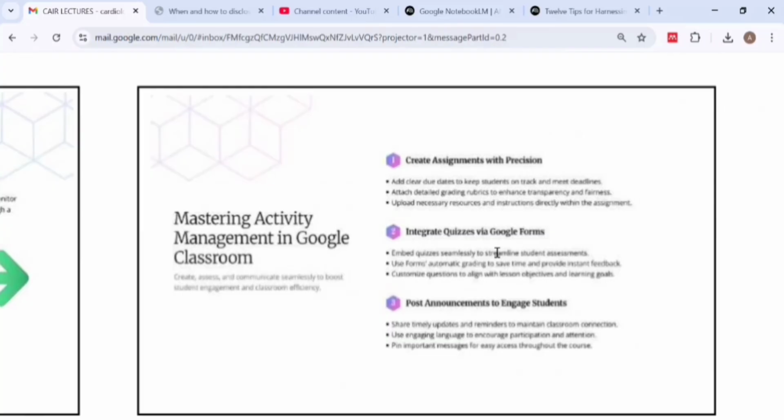Second, integrate quizzes via Google Forms. Embed quizzes seamlessly, streamline student assessment, use Forms' automatic grading to save time and provide instant feedback, and customize questions to align with the lesson objectives and learning goals. Post announcements to engage students, share timely updates and reminders to maintain classroom connection, use engaging language to encourage participation and attention, and pin important messages for easy access throughout the course.